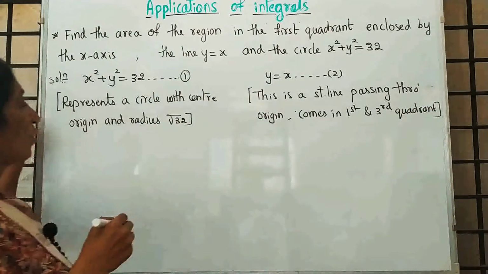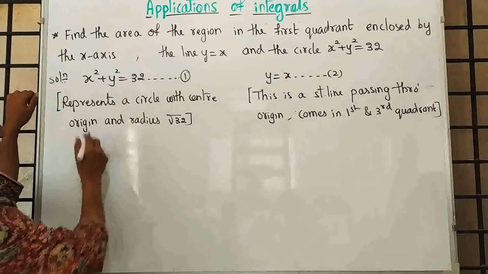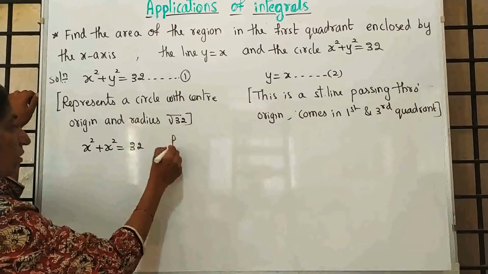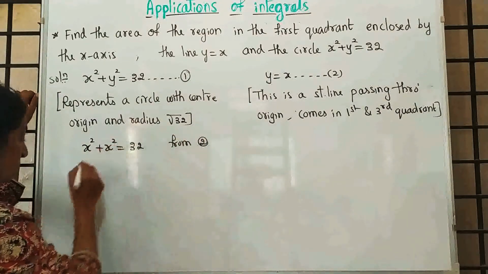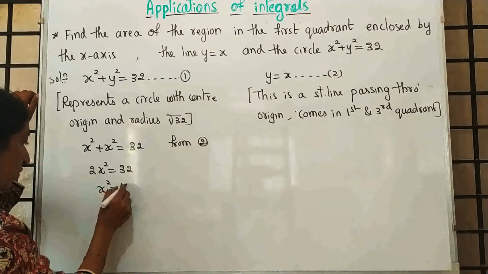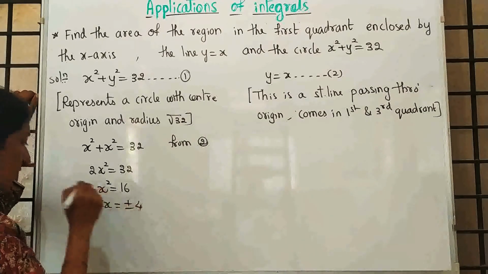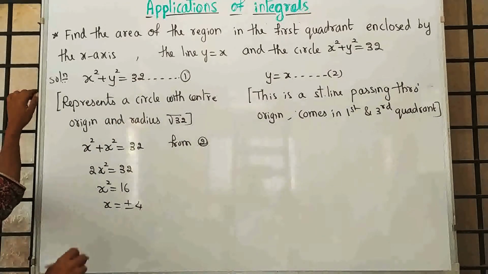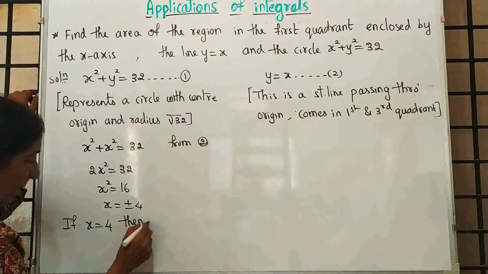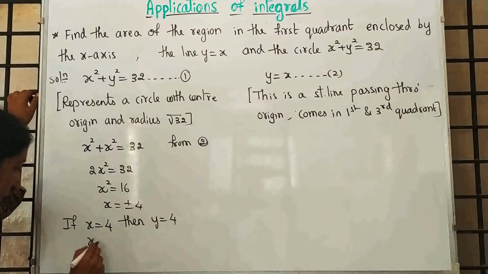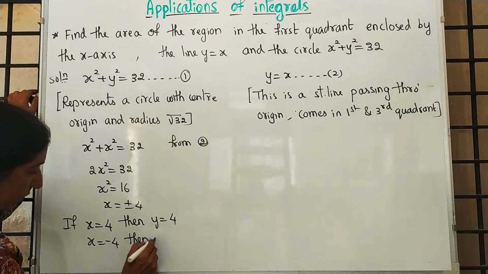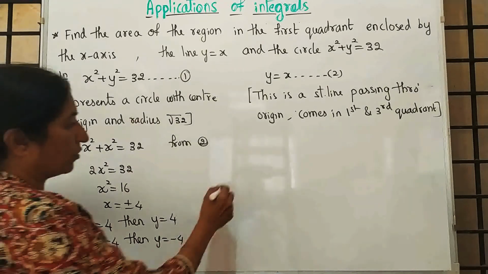Yes. Now solving these two, how to solve? In place of y, if you write x square plus x square is equal to 32, this we are writing from equation 2. 2x square is equal to 32, x square is equal to 16, x is equal to plus or minus 4. And you know that y and x are equal. If x is equal to 4, then y is equal to 4, because y is equal to x. If x is equal to minus 4, then y is equal to minus 4.